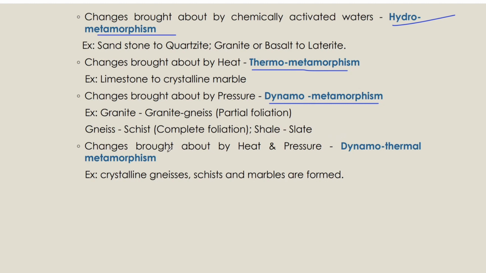And also there could be heat and pressure both. They could occur together. Then the metamorphism will be called dynamothermal metamorphism. Examples are crystalline gneisses, schist, and marble. They are formed by this metamorphism process.